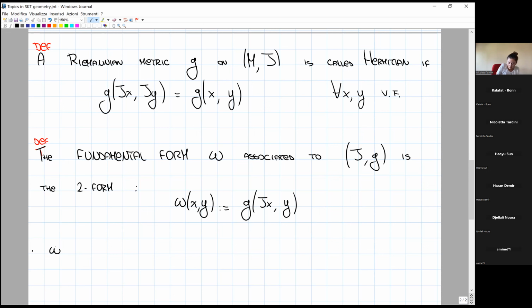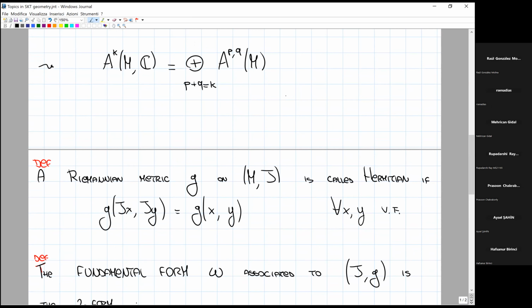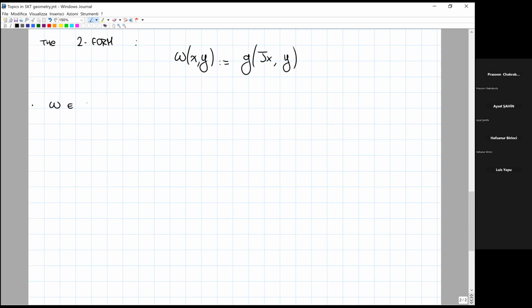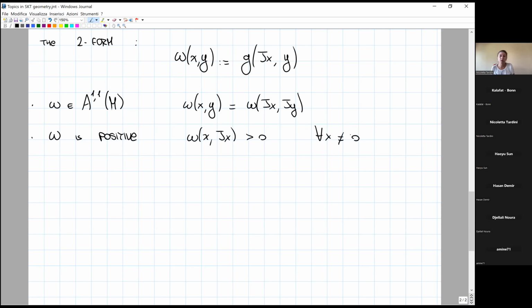And it turns out that omega, according to the bi-degree that we have here, is in fact a form of type (1,1). Equivalently, this just means that omega(X, Y) is equal to omega(JX, JY). Okay, so this means that omega is a form of type (1,1). And also, omega is in fact positive, which means that omega(X, JX) is positive, of course, for every X different from zero. Okay, this is because it's defined using the Riemannian metric g, the Hermitian metric g.